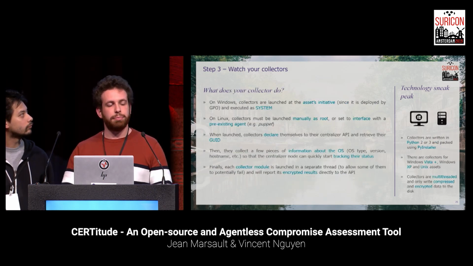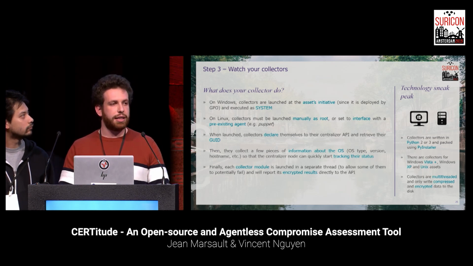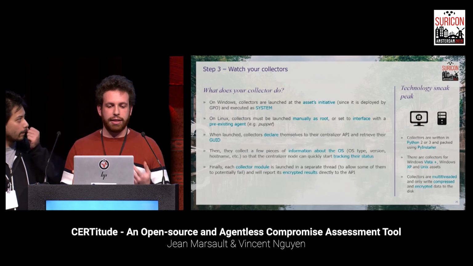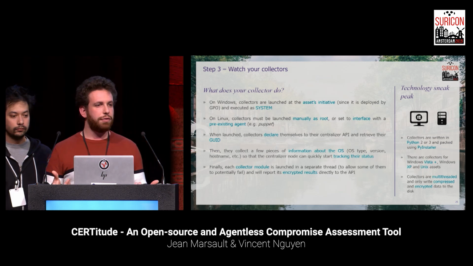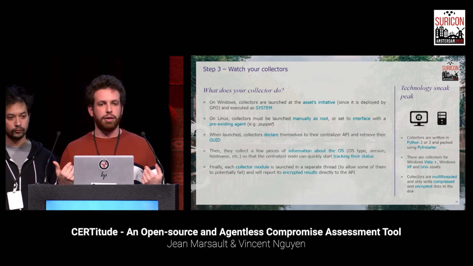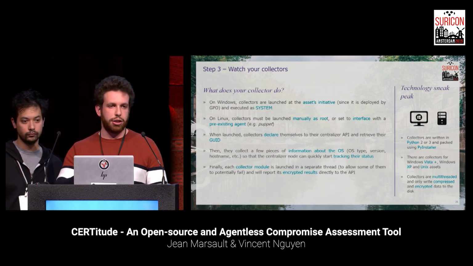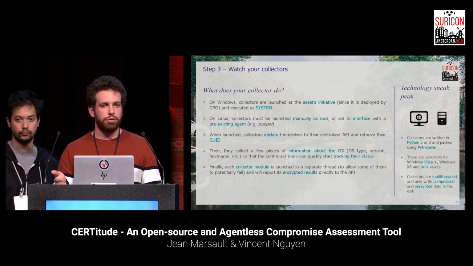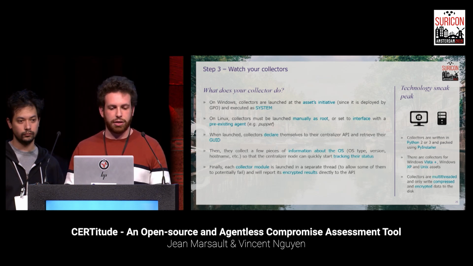Then, one of the most important things that CERTitude will do is collecting data. This is what will be launched on the assets of your information system, and let's see how it will be launched. On Windows, you have the advantage of having your assets linked to the Active Directory, so you will be able to use the GPO to launch your executable. The executable will be launched using the system rights, which are the best rights you can have on a Windows system.